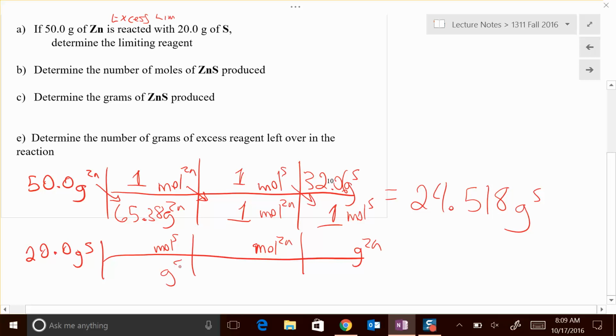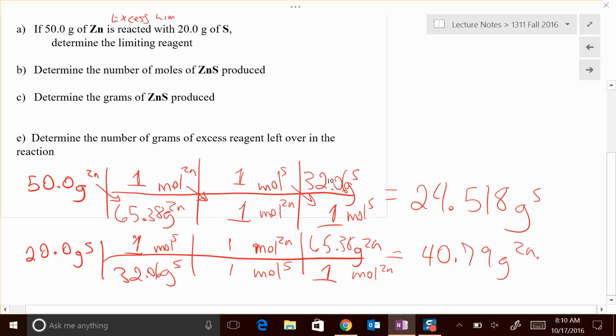Drop my units, grams of sulfur, moles of zinc. Okay? So I drop everything, I fill it in. 1 and 1 for the moles, 32.06 grams of sulfur. There are 65.38 grams of zinc for every 1 mole, and it's a 1-to-1 relationship. So 20 times 65.38 divided by 32.06, what is that? 40.79 grams of zinc.